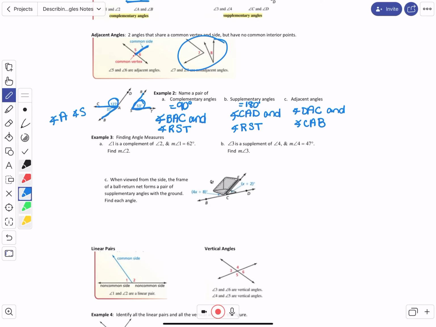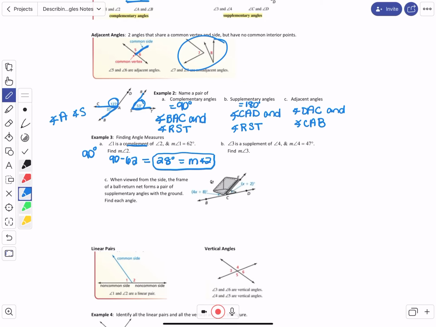Okay, example 3, find an angle measure. Angle 1 is a complement of angle 2. And the measure of angle 1 is 62 degrees. Find the measure of angle 2. So remember, if it's a complement, that means it has to add up to be 90 degrees, okay? So the way that we would do that is we would do 90 minus 62. Okay, so 90 minus 62, so that means that it would be 28 degrees. That would be the measure of angle 2.